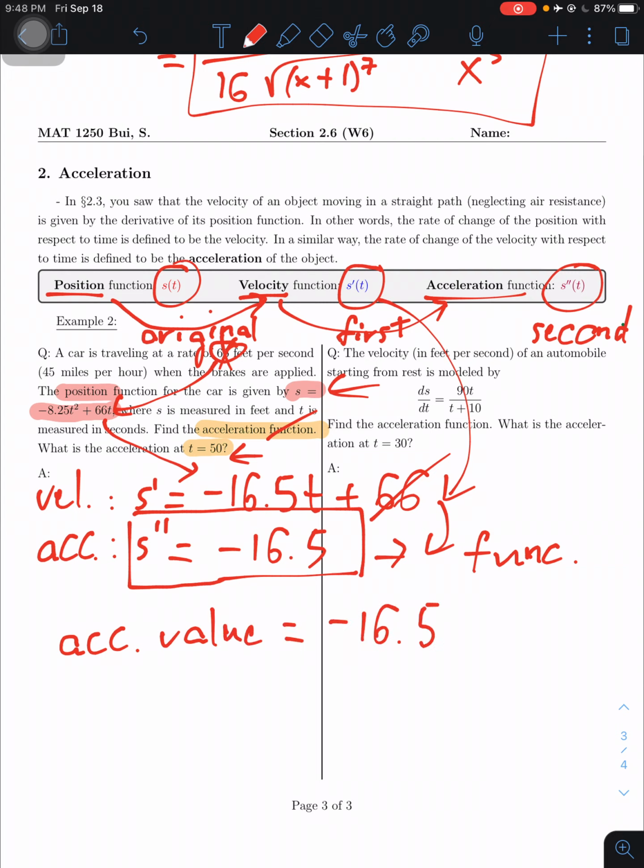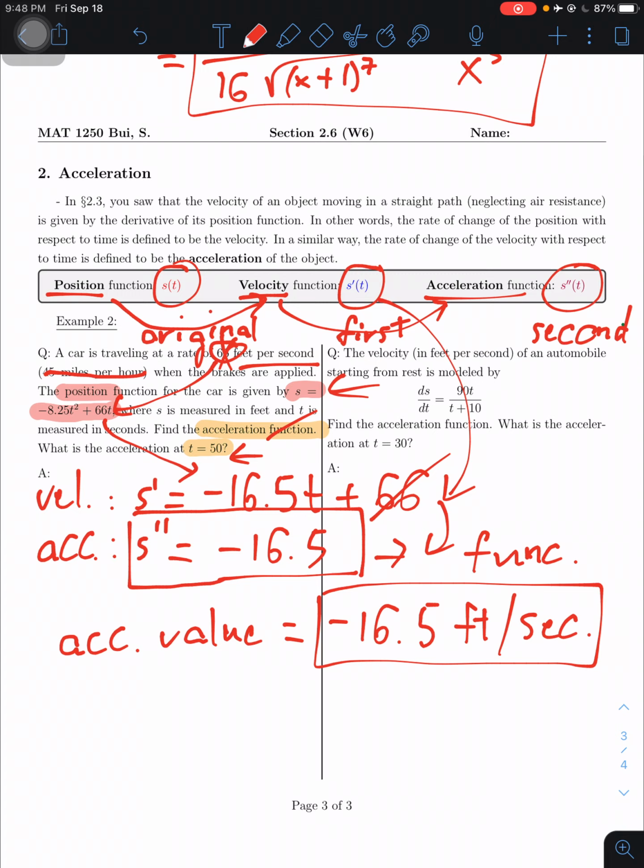Because we talk about a value, we must put the unit next to it, and the unit here would be feet per second, because we go with the 66, not the 45. So we're not going to use miles per hour. Instead, we're going to use feet per second. This is the complete answer for the second part. If you have any questions, let me know.